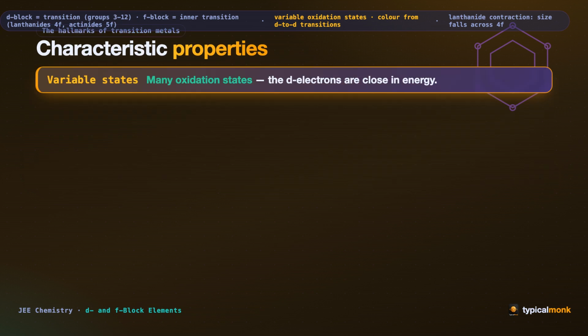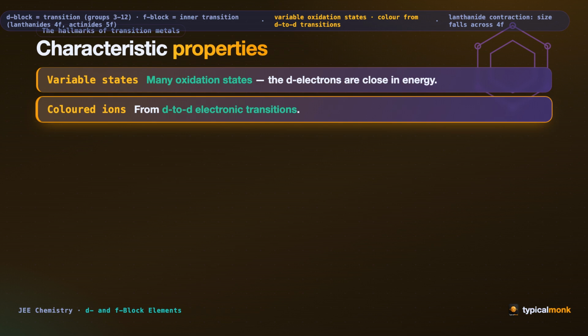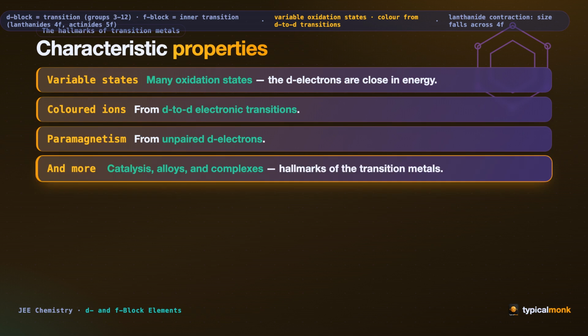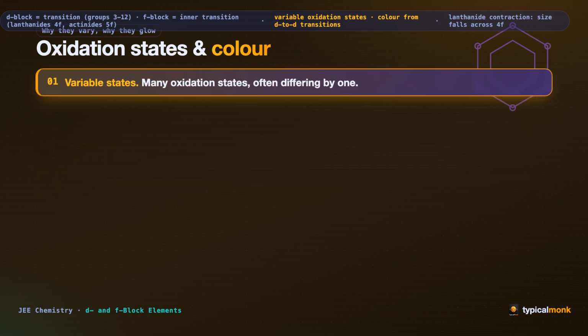Now, the hallmarks of the transition metals. Variable states. Many oxidation states, since the d electrons are close in energy. Colored ions from d to d electronic transitions. Paramagnetism from unpaired d electrons. And more: catalysis, alloys, and complexes, the hallmarks of the transition metals. Now why they vary and why they glow.